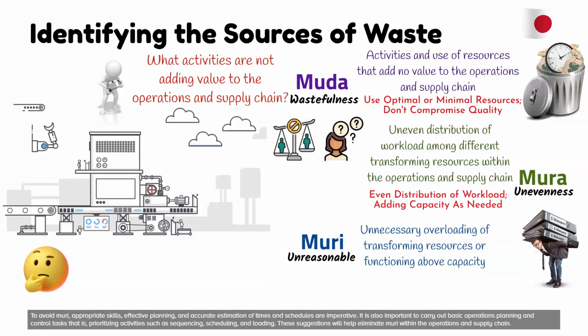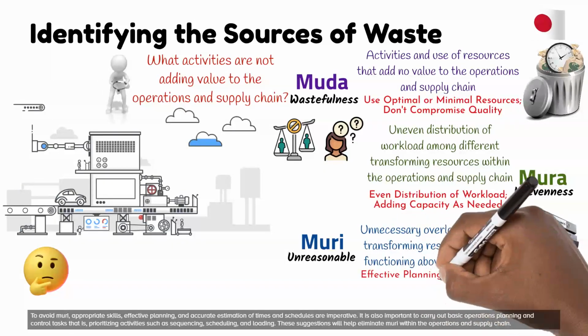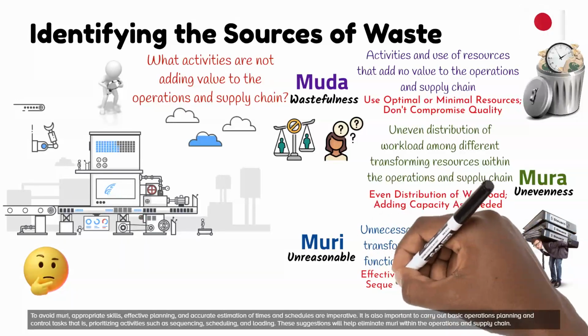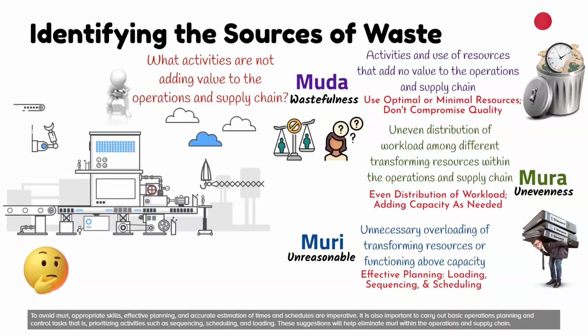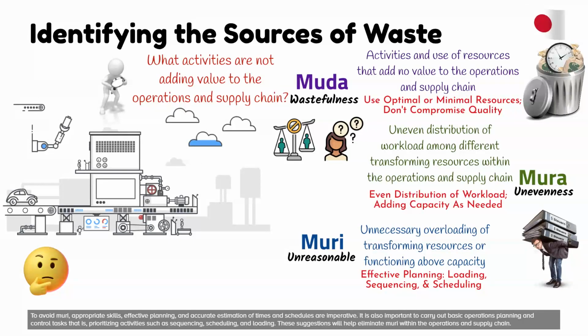To avoid muri, appropriate skills, effective planning, and accurate estimation of times and schedules are imperative. It is also important to carry out basic operations planning and control tasks, that is, prioritizing activities such as sequencing, scheduling, and loading. These suggestions will help eliminate muri within the operations and supply chain.